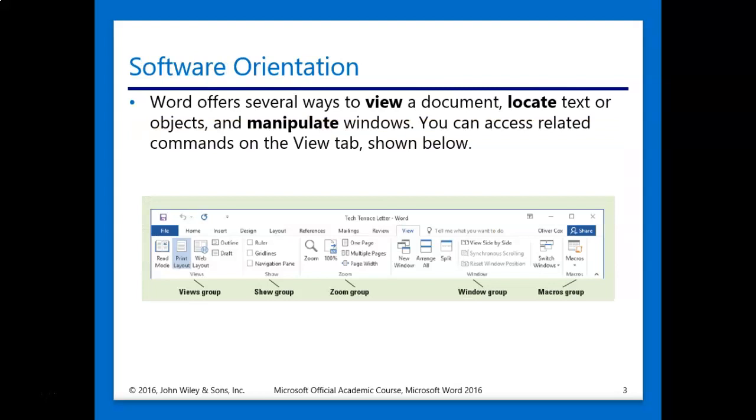Word offers several ways to view a document, locate text or objects, and manipulate windows. You can access related commands on the View tab as shown below. So this is the View tab. Notice that it is selected, and these are your views: read, print, web layout, outline, and draft.